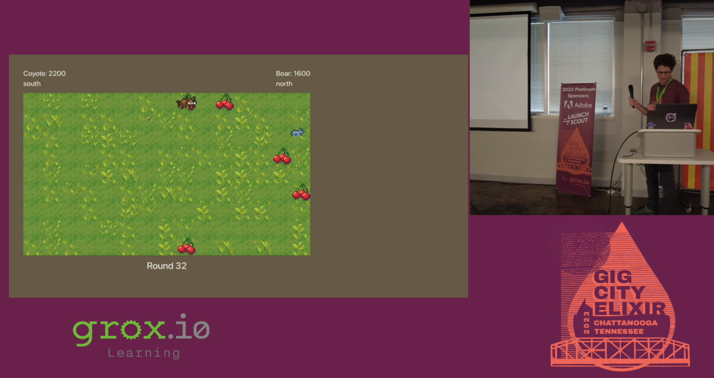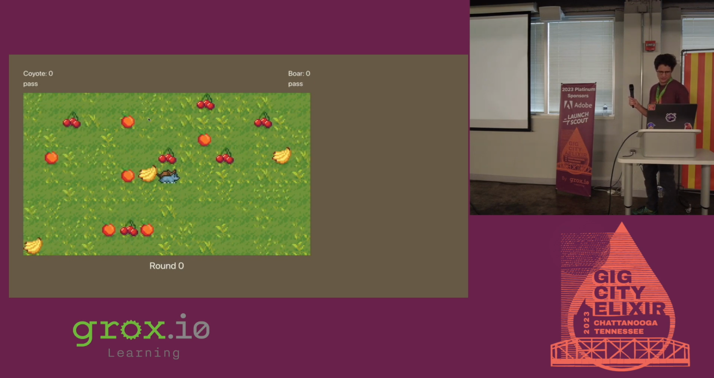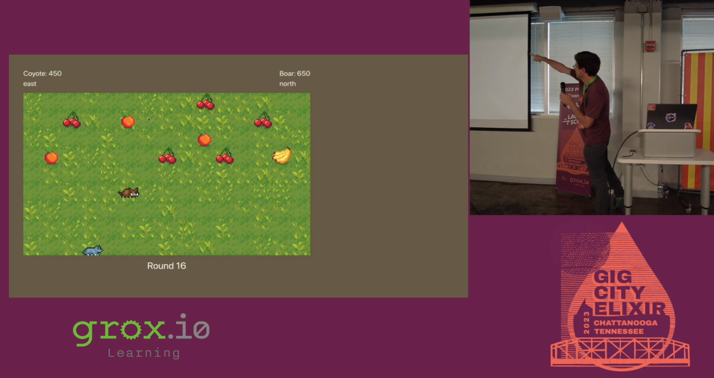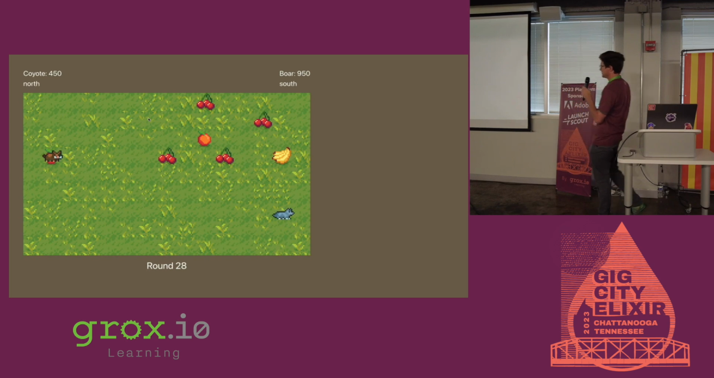Well, let me see if I can do it again. Okay. So the coyote in this instance is going to go down to the banana, which is a high value fruit. But you can also see in the corner, it shows you what command came back from its AI algorithm, which is either a cardinal direction or bite.